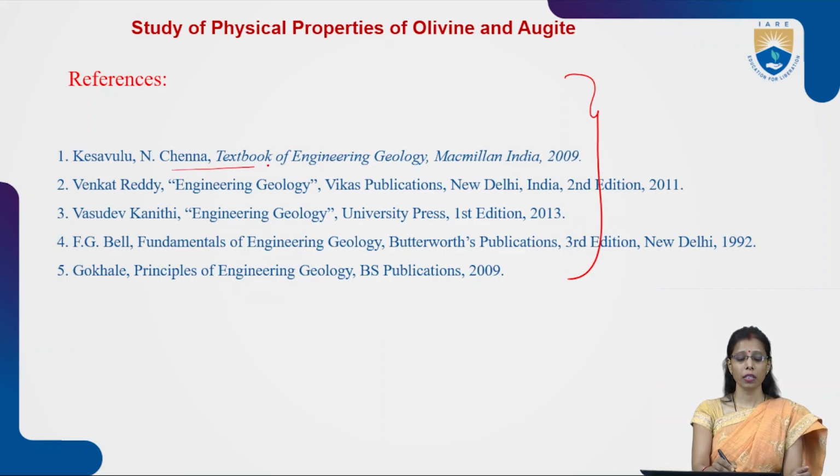We can go through the Keshavulu Chenna textbook of Engineering Geology, Macmillan India, and Venkat Reddy's Engineering Geology. These are the reference books you can go through to find more content about augite or olivine. In the coming topics we'll be discussing more about different kinds of rock forming minerals, which have huge applications in industries as well as in the construction part. So that's all for today.